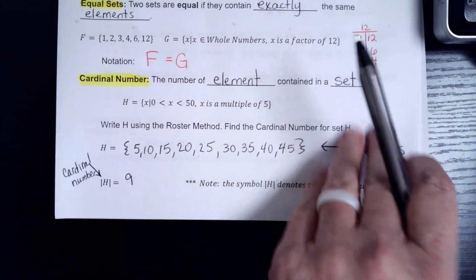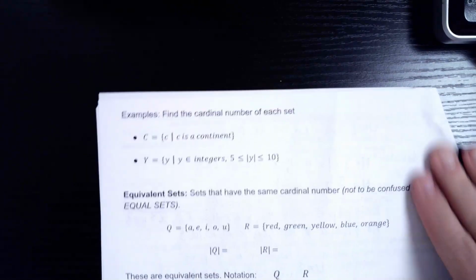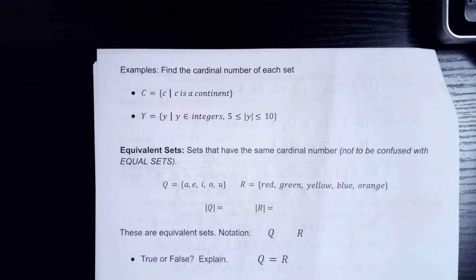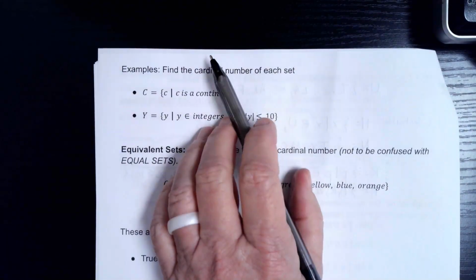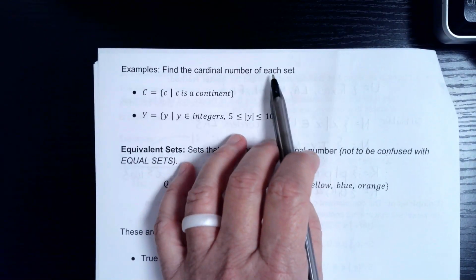So flip the page for me. Okay. First one, pretty friendly. Second one, you don't want to sleep through the second one. I put the second one here because I believe there is one similar to this on your homework. And if you were to sleep through this problem, you are most likely to miss what they're asking. So, examples. Find the cardinal number of each set.